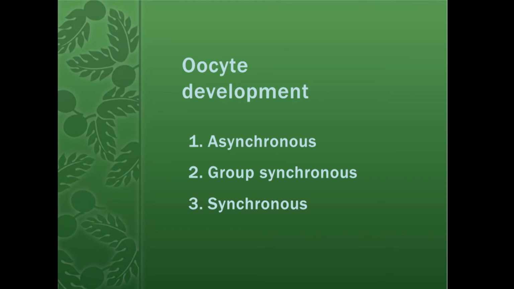Another type of oocyte development we see is called group synchronous. Here you would see several stages of eggs in the same ovary, however they would occur in size classes. You would see one batch of similarly sized small eggs, another batch of similarly sized medium eggs, and then another batch of similarly sized large eggs. This would indicate that the females spawn somewhat frequently, however, they would release their eggs in batches rather than letting the eggs trickle out daily.